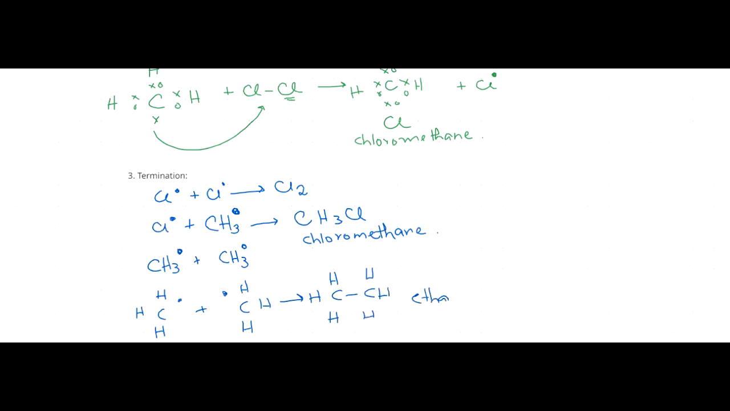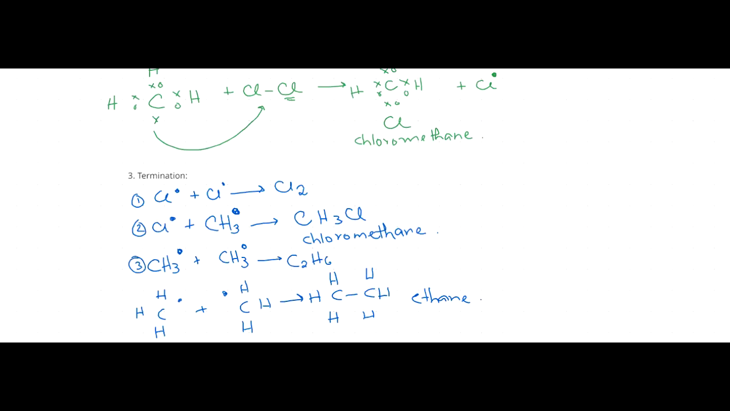Okay, this reaction is known as termination. A termination is only possible when two free radicals react with each other. When two free radicals react with each other, that is known as termination. And in termination, these are the three possible reactions that we can see.